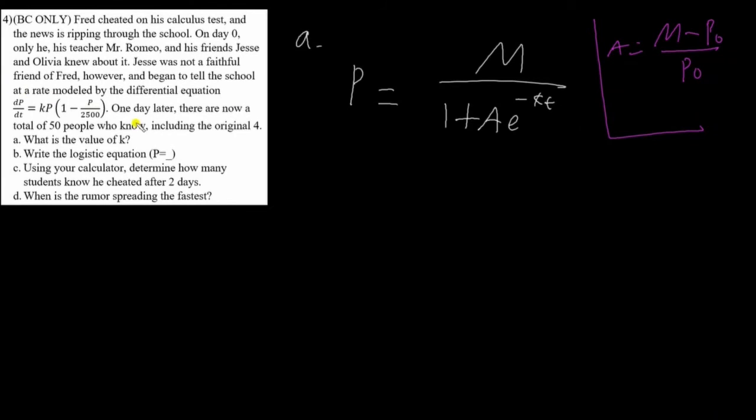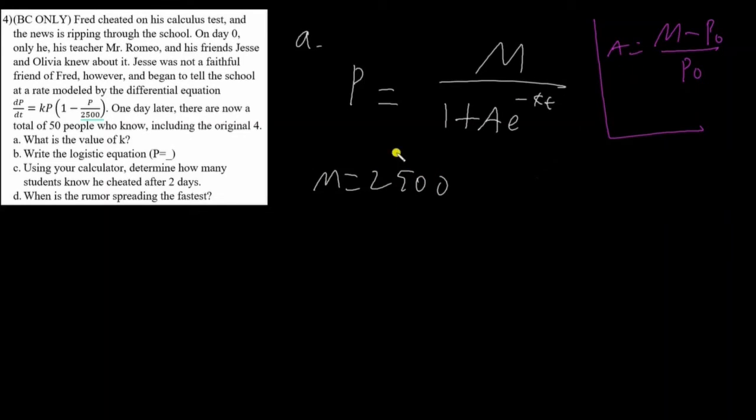Okay, so we need to figure out all these values. Let's see what we can figure out so far. In this equation, dP/dt is equal to kP times (1 minus P over 2500). You should know that the original form of this equation is dP/dt equals kP times (1 minus P over M). So in this case, since there's a 2500 here, that means this M is 2500. That's the first piece of information.